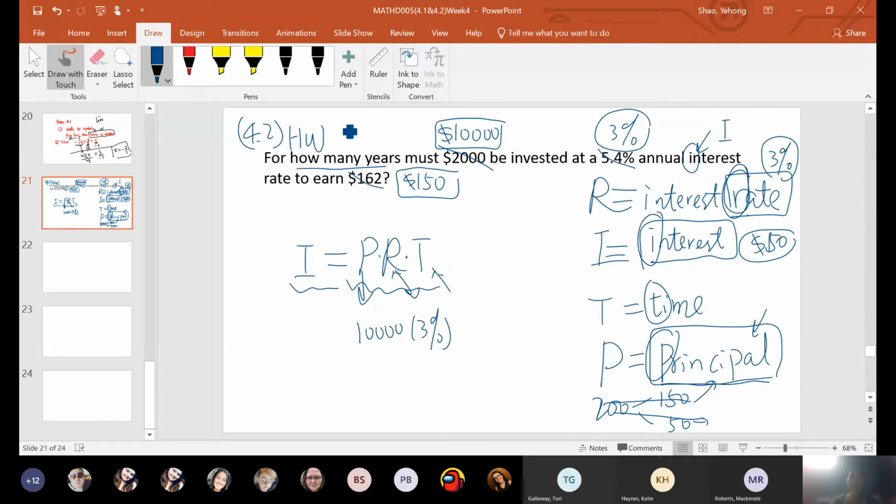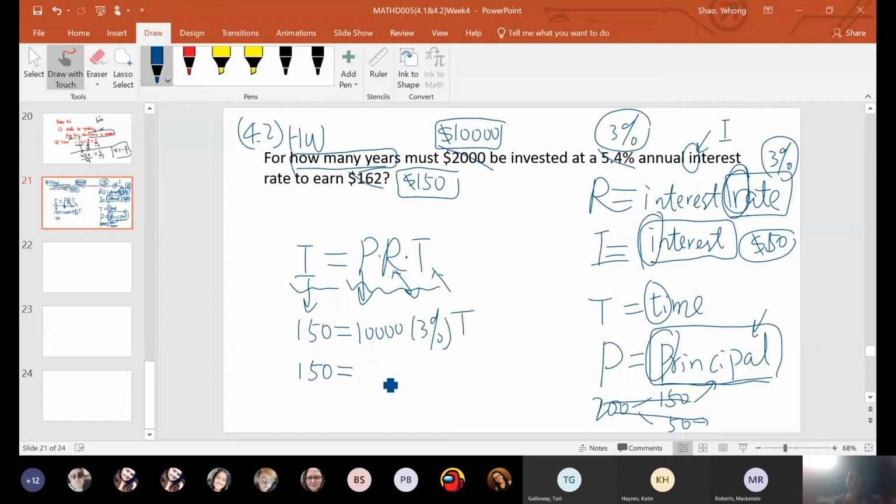Time, we don't know. I don't know how long I need to keep the money in the bank account so I can get that $150. So if it's unknown, you leave it as unknown T. I is the interest, which is the dollar amount, $150. We plug that in. So after you plug everything in, you will get an equation and you solve for the variable t.